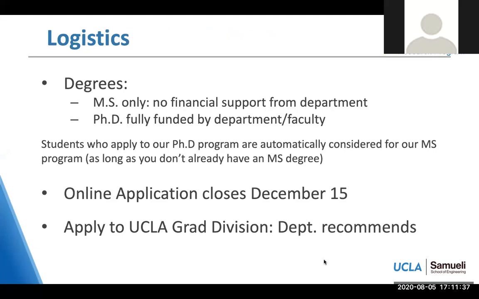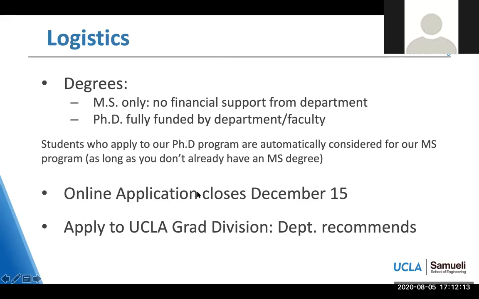Okay, there we go. So a little bit of overview of our program. We offer 2 degrees, a master's and a PhD. For students applying for a master's program, we don't offer financial support. This is due to the fact that we have a lot of students applying, and we admit a lot of students, so we are unable to fund students for the MS program. However, students who apply to our PhD program and are admitted into our PhD program are fully funded by our department and our faculty.